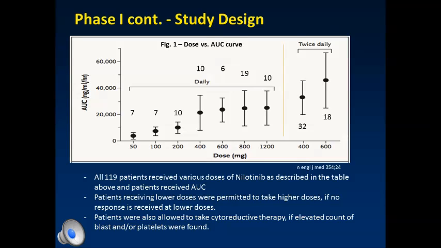Patients who received lower doses were allowed to take higher doses after an appropriate wash period was achieved. In addition, patients were also allowed to take cytoreductive therapy if an elevated count of blasts and/or platelets was found in their blood during the study.